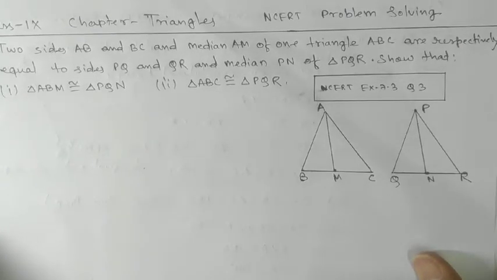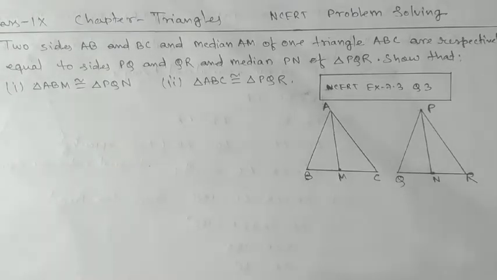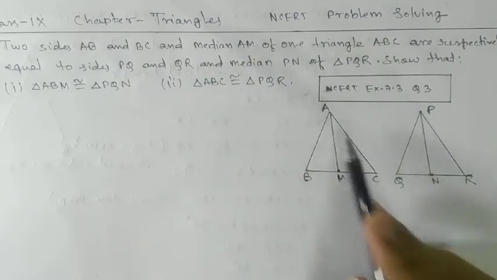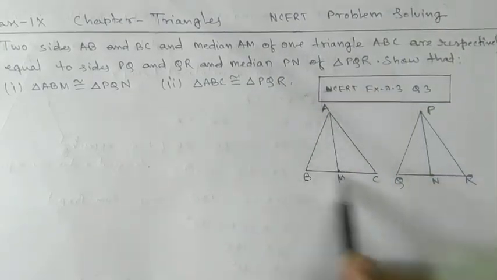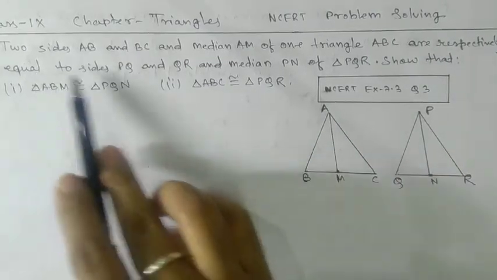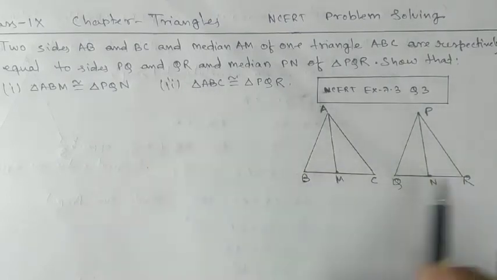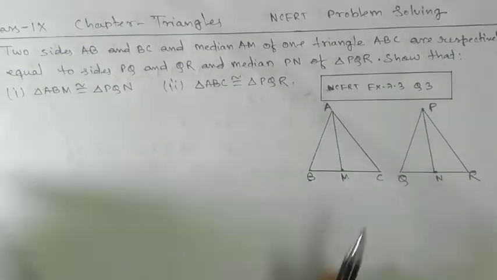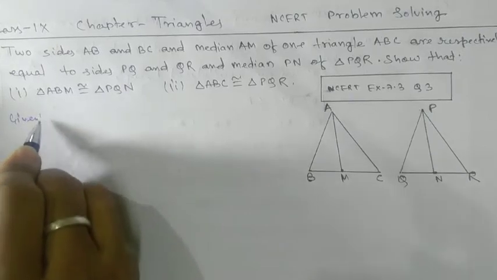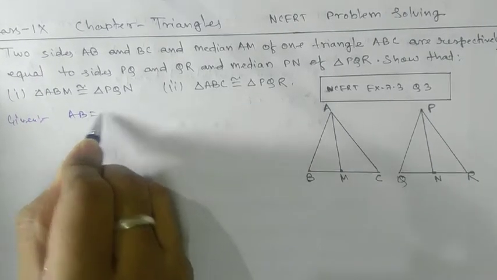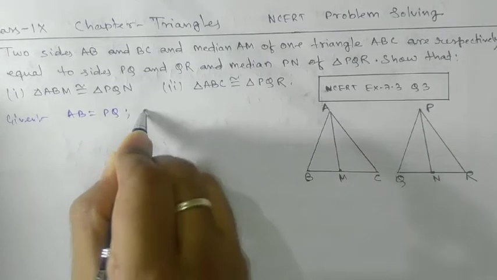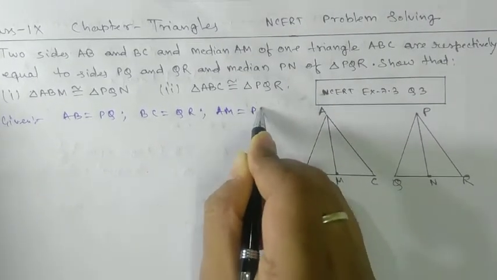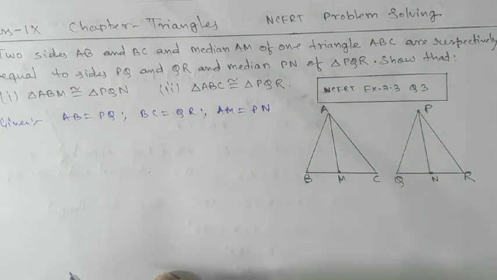So here we have the problem. Two sides AB, BC and median AM of a triangle ABC are respectively equal to the sides PQ, QR and median PN of triangle PQR. So what have they given here? So here they have given that AB equals PQ, BC equals QR, and third AM equals PN. These three things they have given.